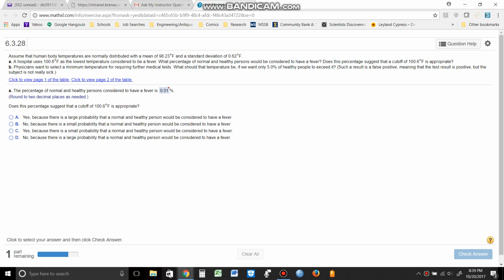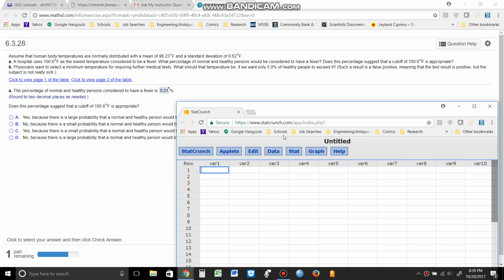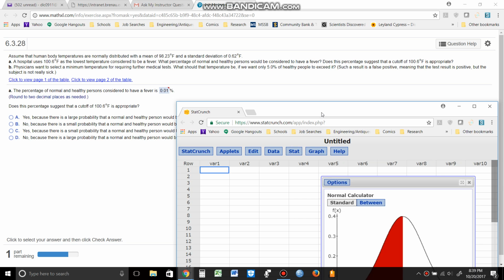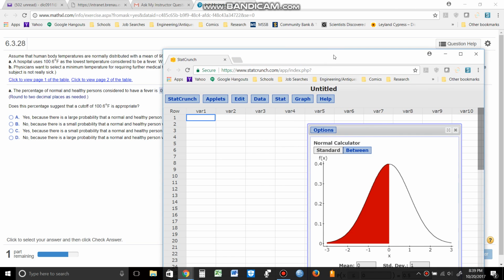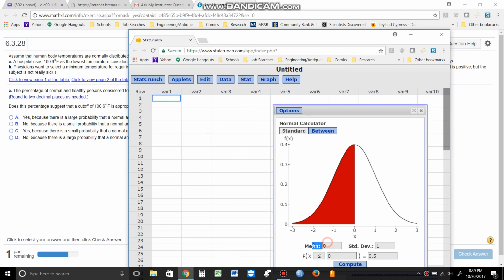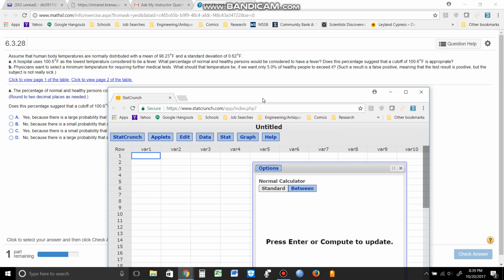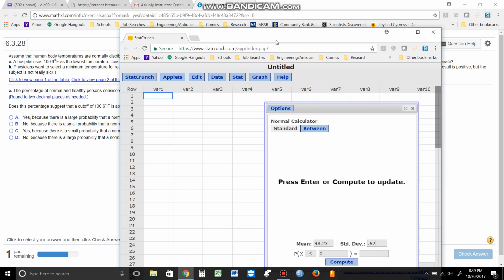Okay. So again, I'm going to use StatCrunch to do this problem. Go to Stat, Calculators, and Normal. And they tell me the mean is 98.23 and the standard deviation is 0.62. And essentially we're going to have a cutoff at 100.6.